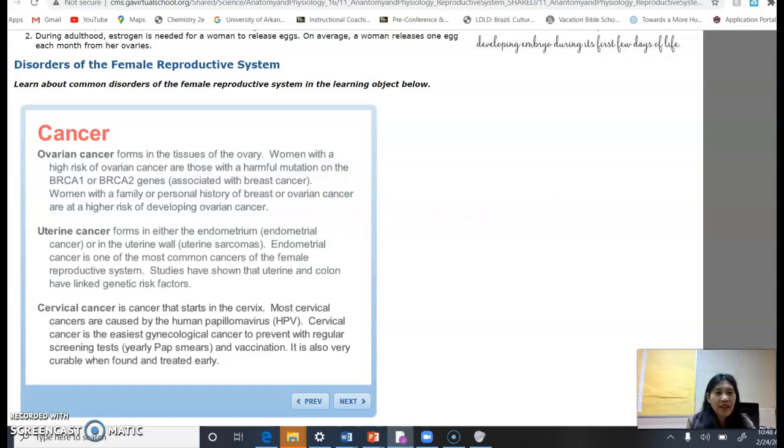We also have uterine cancer, which forms either in the endometrium or in the uterine wall, and we have cervical cancer, which starts in the cervix. So I will be telling more on this as we go along.